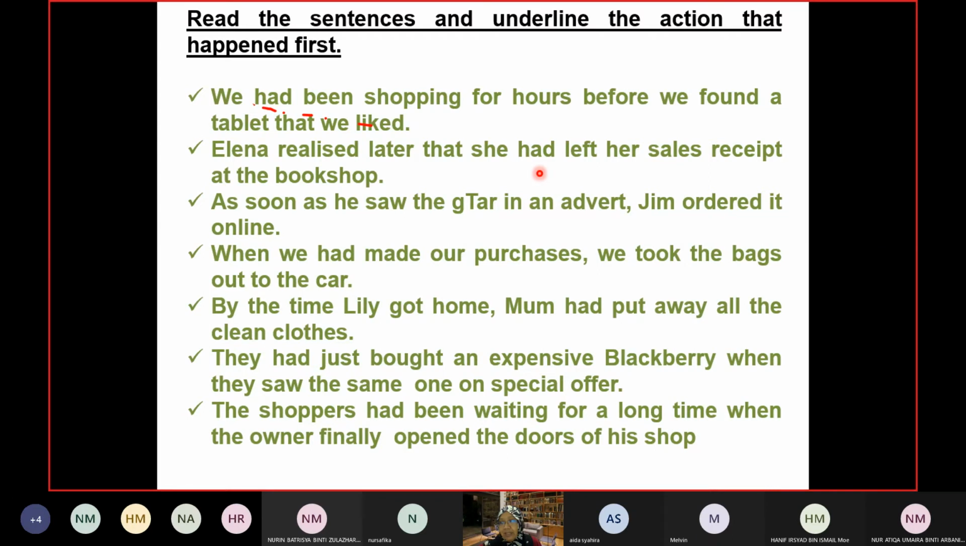Nur Shikah. Jim ordered it online. Mana satu yang berlaku, mana satu, what we call that, kata kerja yang berlaku dulu? Dia nampak, saw dulu ke dia order dulu? Order. Right? Macam mana dia nak order kalau tak nampak? So which one come first? So. Alright, saw. Saw adalah benda yang berlaku dulu.